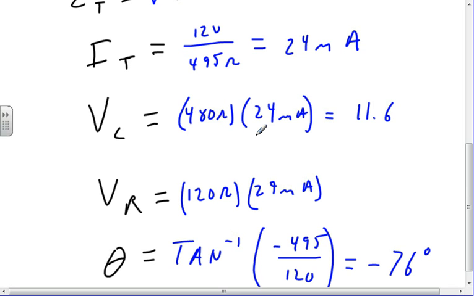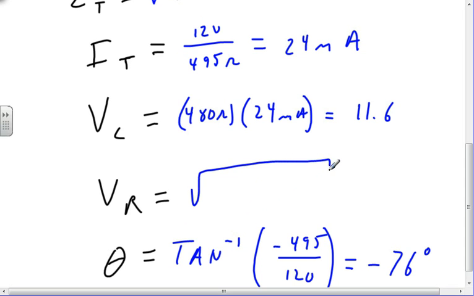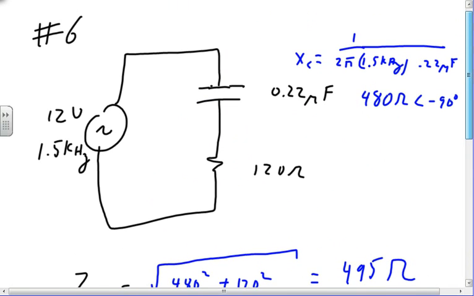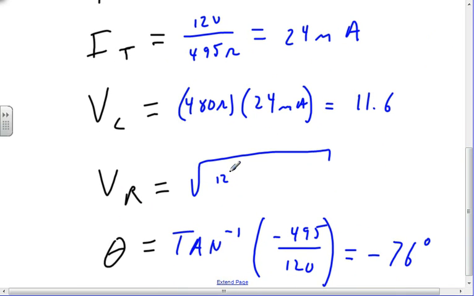All right. We're gonna come across this one differently. We're not gonna do that. We're gonna take the square root of the source voltage, 12 squared minus 11.6 squared. And so 12 squared minus 11.6 squared, square root. We'll call it 3 volts. Call it 3.1 volts. Now if we would have gone 120 times 0.024, we would have gotten the same 3 volts, so it doesn't really matter when I get done rounding it off.